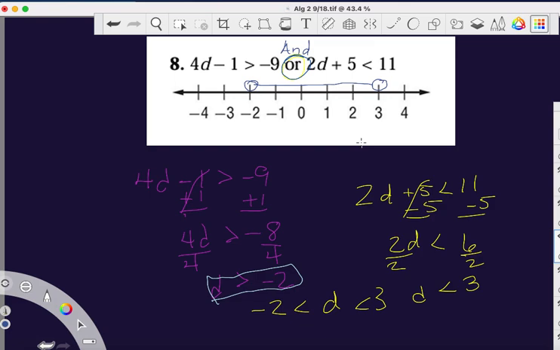I mean, the truth of the matter is, you are correct, Mr. Sutherland. Because if you want to satisfy both, these arrows are going to continue on forever in both directions. So it would be all real numbers. But let's take a number here. Let's take 0. It says or, but I'm going to tell you right now that 0 satisfies both. So does 1, 3. All of these satisfy both.